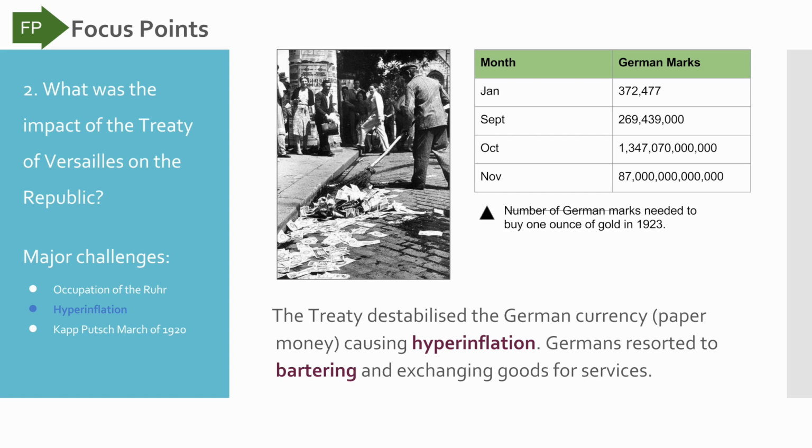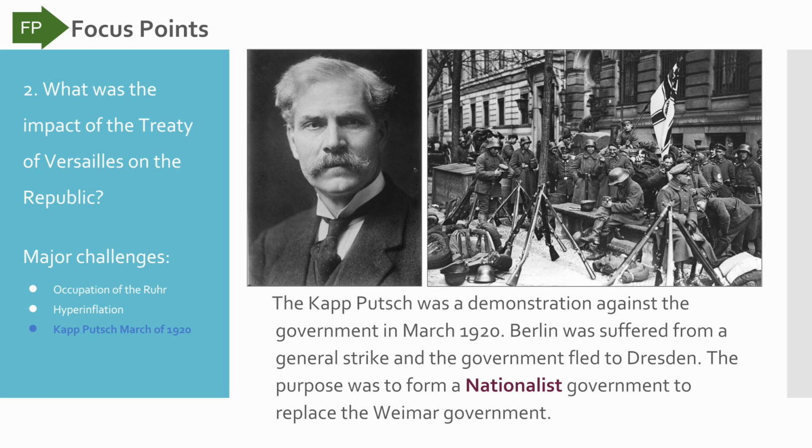The last section under impact of the treaty was the Kapp-Putsch March of 1920. Remember, this is just a year after the Treaty of Versailles has been settled. Let's look at the topic sentence. The Kapp-Putsch was a demonstration against the government in March of 1920. Berlin suffered from a general strike and the government fled to Dresden. The purpose was to form a nationalist government to replace the Weimar government.